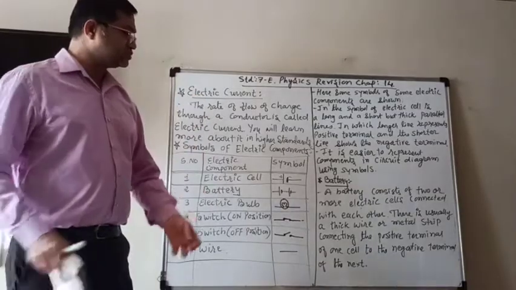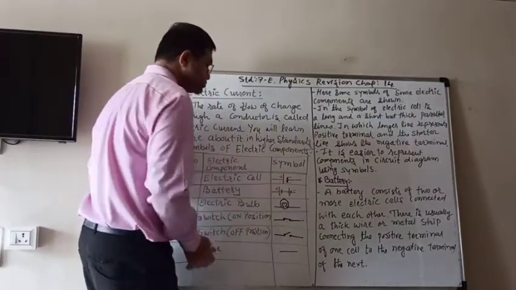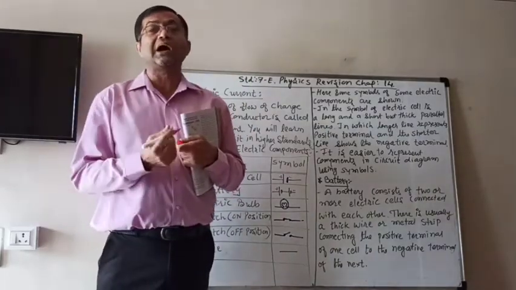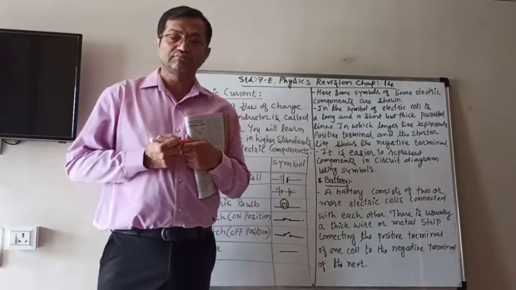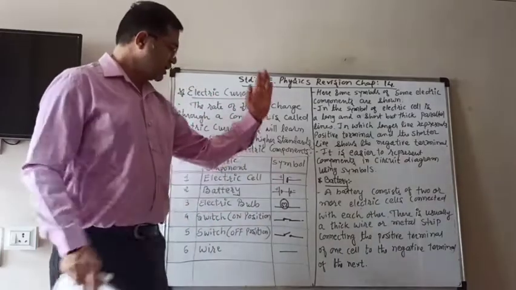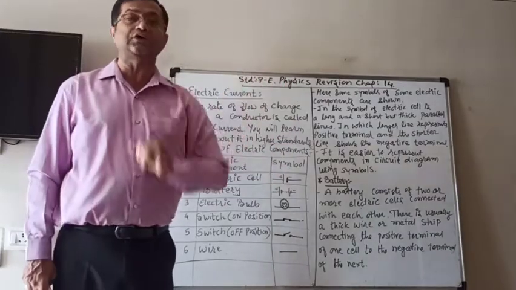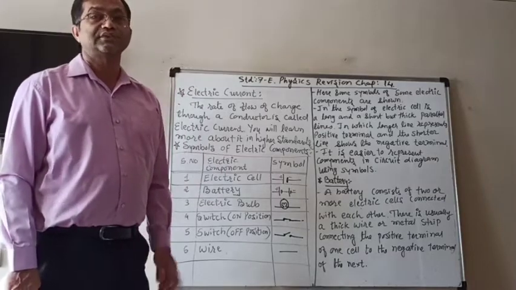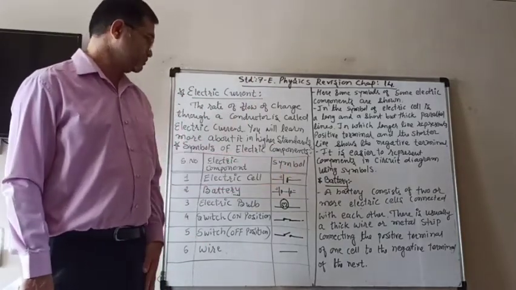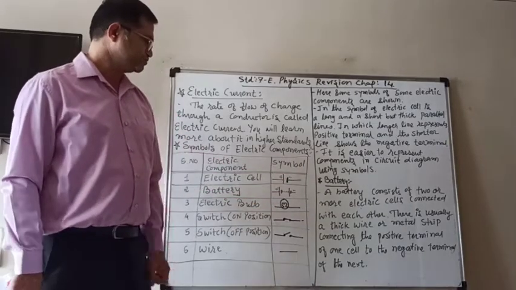And the symbol is like that. One cell, then put dot dot dot, because we don't know how many cells there are, maybe 2 or 3, and the last cell. Such that first positive terminal, second negative, positive, negative, positive, negative, and so on. And then they can be connected to the circuit. So this is the symbol used for the battery.